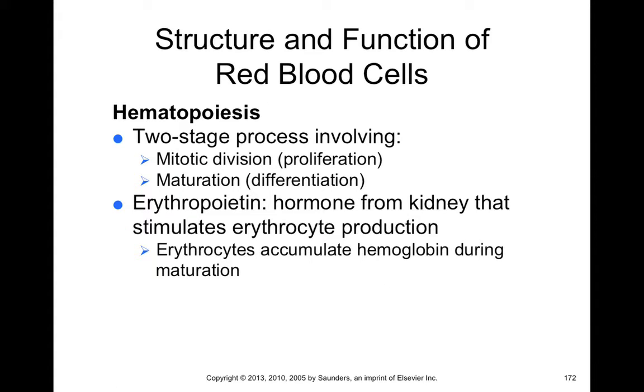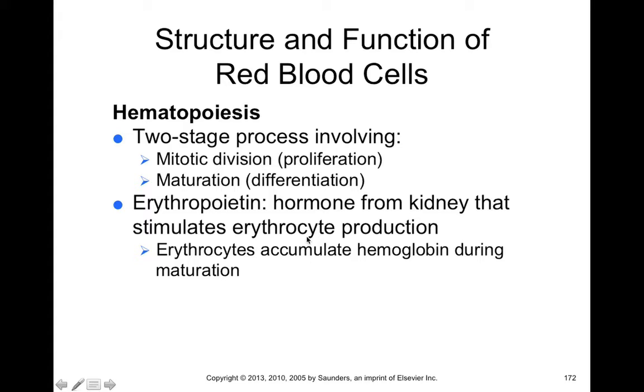So we're going to talk about how blood first forms, and it's a two-stage process that involves cell division, or mitosis, as well as maturation, or differentiation. Now, the hormone that stimulates mitosis or proliferation of red blood cells is called erythropoietin, or EPO. This erythropoietin hormone comes from the kidney, and it stimulates erythrocyte production within red bone marrow.